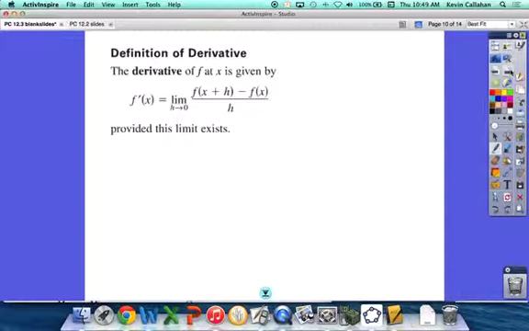But there's other ways to write derivative. A lot of times you'll say y prime. If the function is y, the derivative is y prime. Another way is dy dx, which you could kind of read like the change in y divided by the change in x, which is the slope.